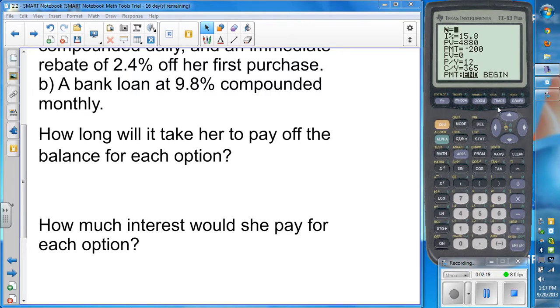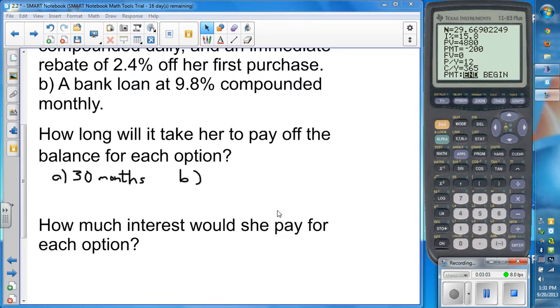For n, we don't know the number of payments that they're going to make, so we can actually solve for this. Go into Apps again, go to Finance, and then scroll down until you see TVM underscore n, hit enter, and if you click the down arrow, it'll actually solve for the number of payments. So we can see already that it's going to be 29 payment periods, and our payments are monthly. So how long will it take her to pay off the balance for each option? Well, we have 29 payment periods and our leftovers, so that's going to be 30 months to pay off this loan with this option.